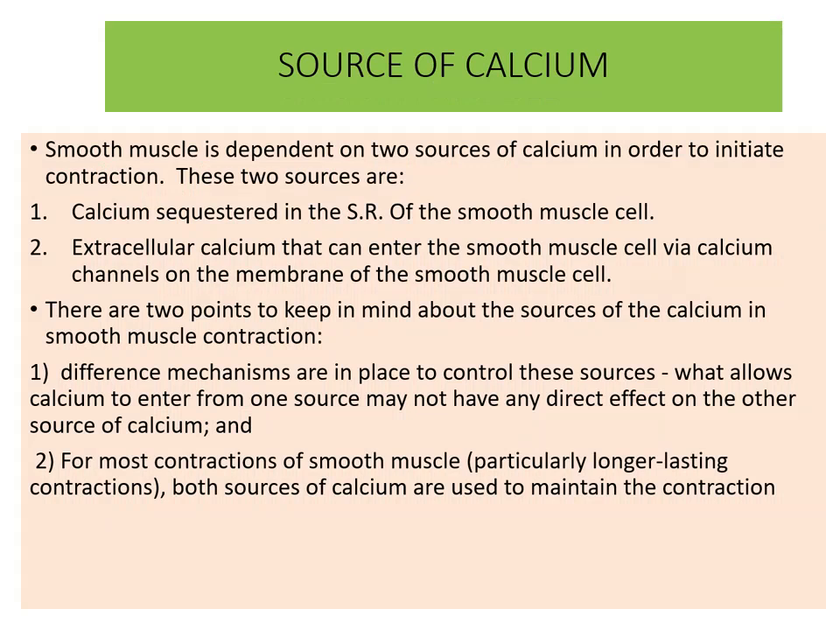So smooth muscle is dependent on two sources of calcium, as I've told you. One is the outer source, that is from the external media, the ECF, and second is from the sarcoplasmic reticulum. So both of this calcium will come, they will activate the calmodulin protein and form the calcium calmodulin complex.